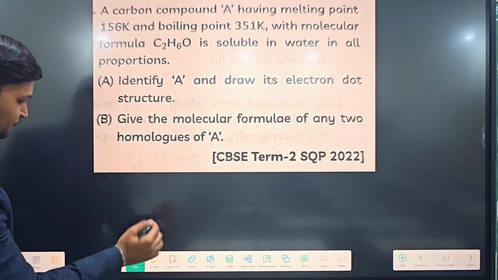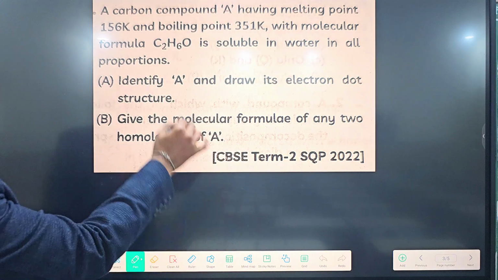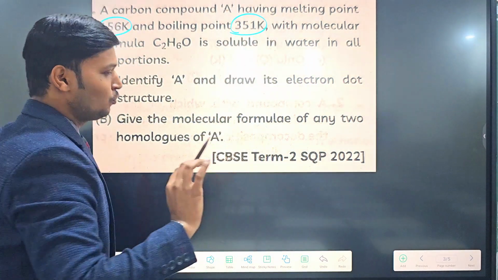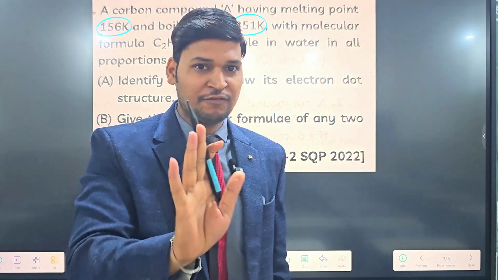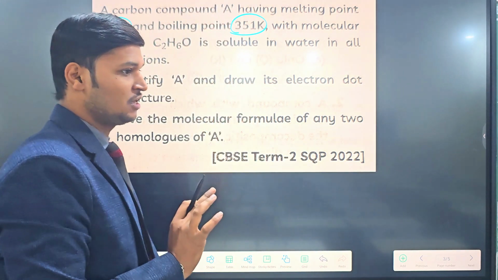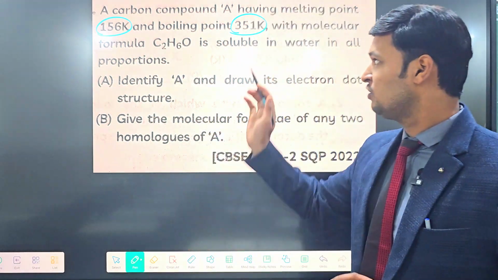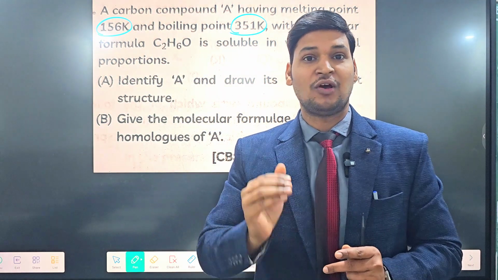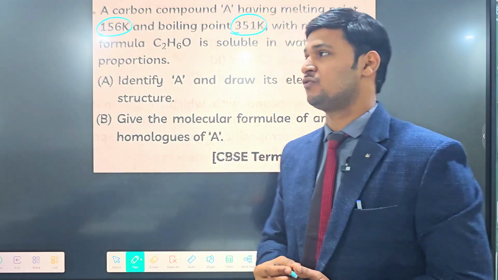This one question. See, a carbon compound A having a melting point 156 Kelvin and a boiling point 351 Kelvin. Please do not ignore this melting or boiling point. Always compare with water. You will have an idea about the volatility of the compound. We know the boiling point of water is 373 Kelvin, but here it is given 351. It means compound A is such a compound whose boiling point is lower than water, because we know that the boiling point of water is 373, right?